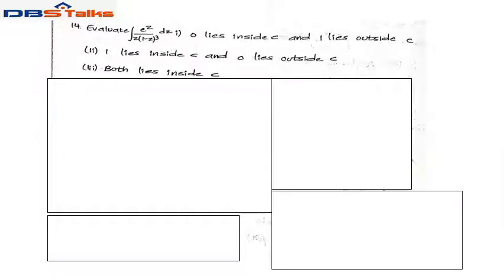Next problem is: evaluate the integral of e power z by z into (1 minus z) whole cube dz. The first case is 0 lies inside C and 1 lies outside C. The second case is 1 lies inside C and 0 lies outside C. The third case is both lie inside C.